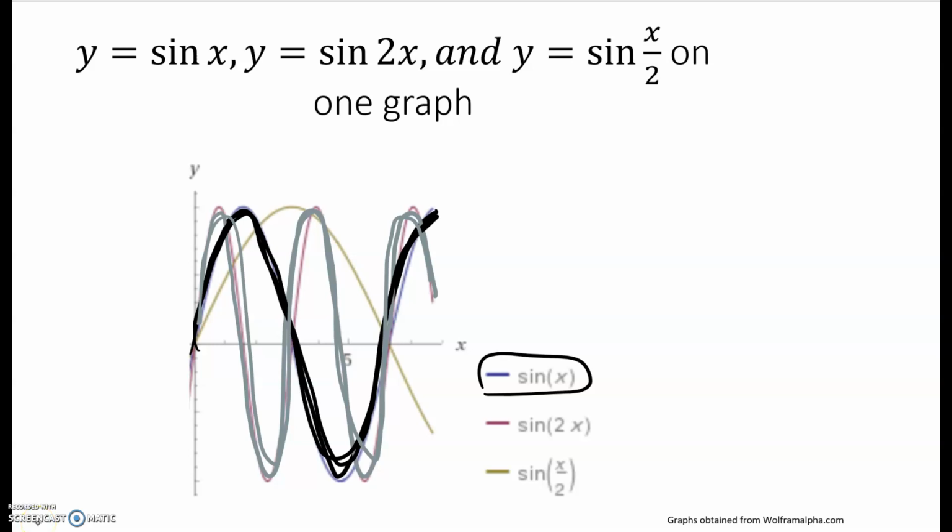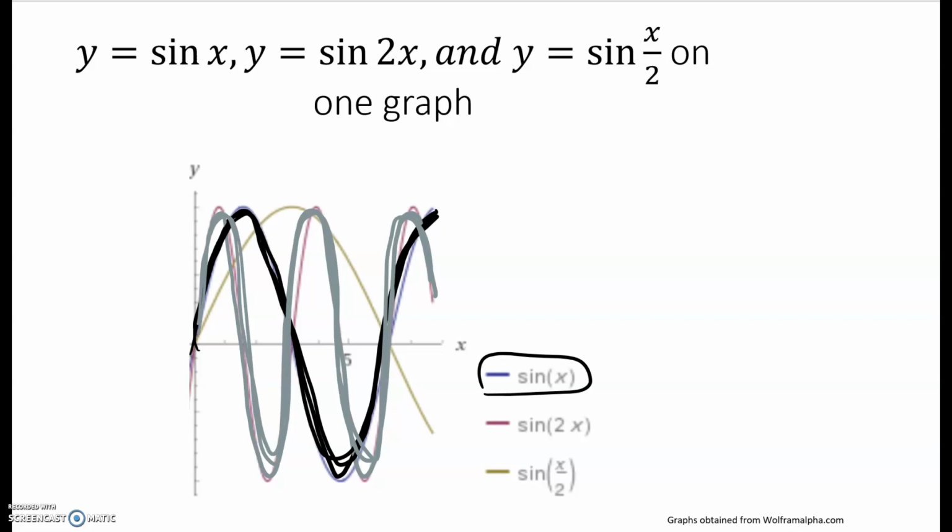This is section 8.1, part 2. So in the last video, I was saying that this one right here was more energetic than the sine of x. So sine of 2x is more energetic than the sine of x.